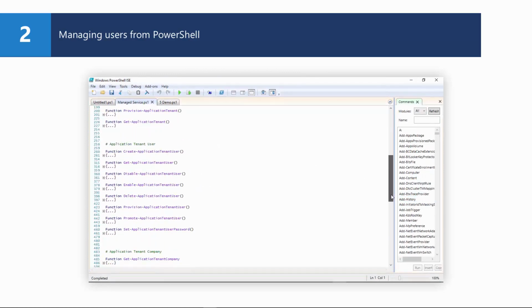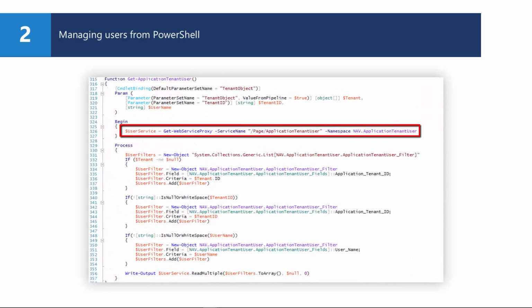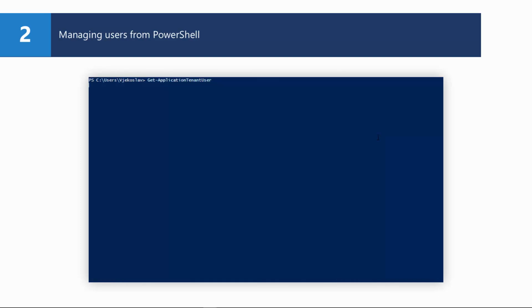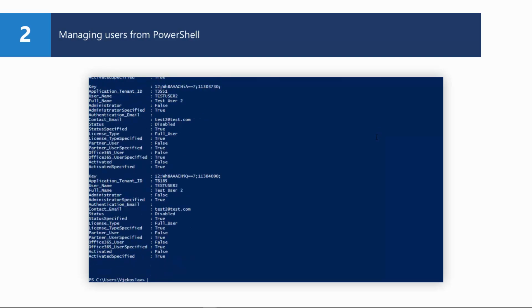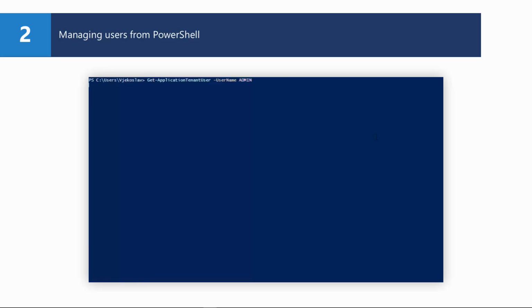Let me start with the get application tenant user commandlet. It retrieves the proxy and it calls read multiple on it. I call it like this. Since I provided no other input, it shows all users from all tenants. I can filter it, for example, by username. Or I can use the getTenant commandlet and then pipe it into my getApplicationTenantUser commandlet like this.